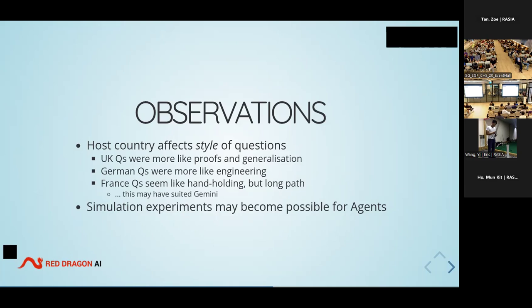The French one seemed more like lots of hand-holding. There's lots of little steps, but they do lead you down a long path. So there's obviously a style question amongst countries, but on the other hand, this may have suited Gemini because it broke it up into nice little bits, which it could then do this agentic loop over.